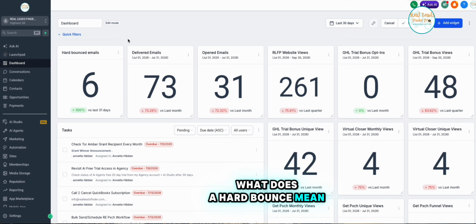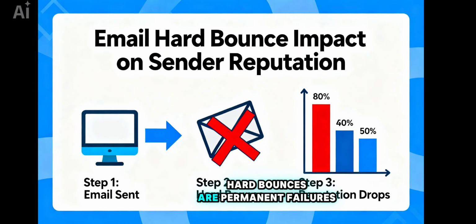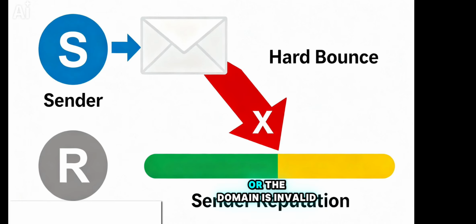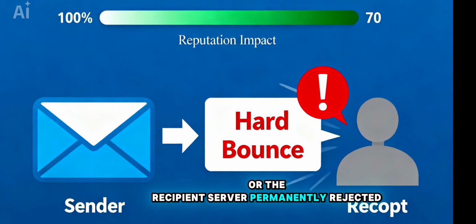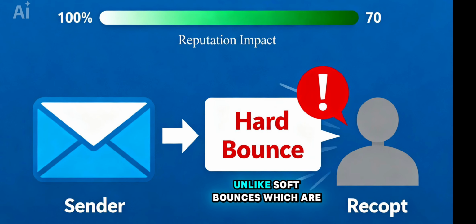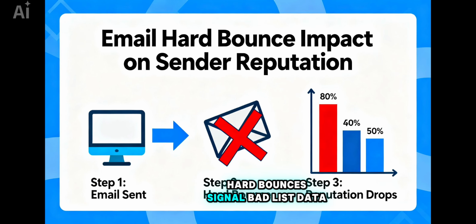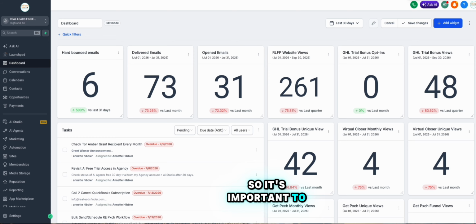What does a hard bounce mean? Usually a hard bounce means that the email is bad. Hard bounces are permanent failures. The email address doesn't exist, or the domain is invalid, or the recipient server permanently rejected the delivery. Unlike soft bounces, which are temporary issues, hard bounces signal bad list data. So it's important to always go through your contact list and maybe do some house cleaning.